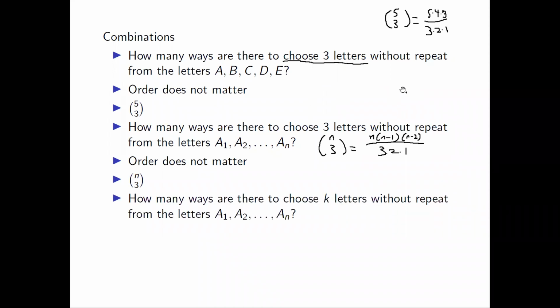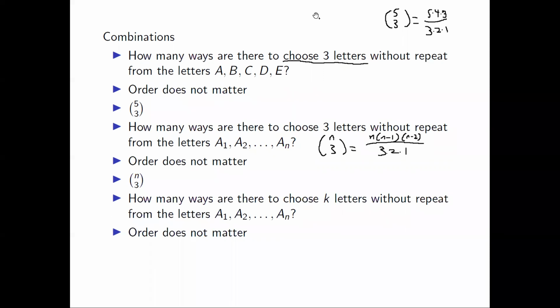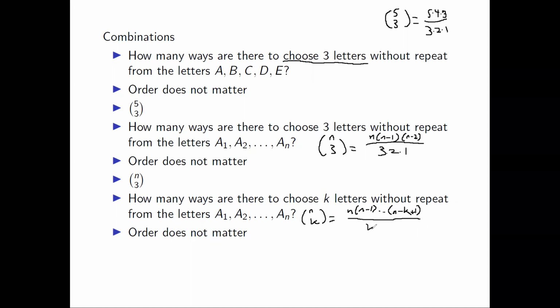More generally, we can look for the number of ways to choose k letters without repeat from the letters A1, A2 up to AN, where order does not matter. And this one is just n choose k, which equals n times n minus 1 down to n minus k plus 1, all of that over k factorial. Another way to write that is n factorial divided by k factorial times n minus k factorial. This is all stuff we've seen in previous videos, so this should just be some review.